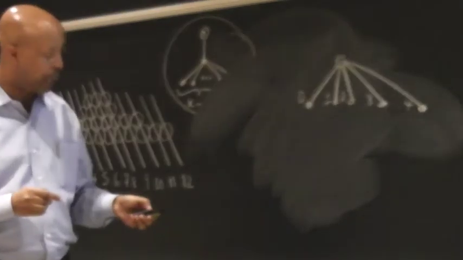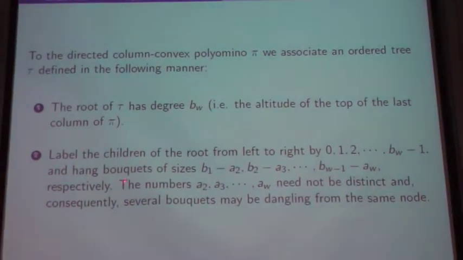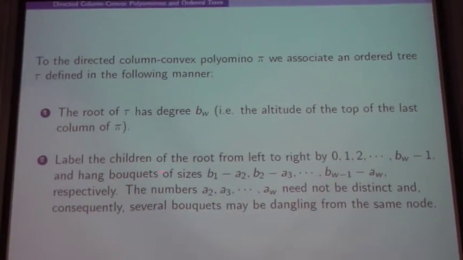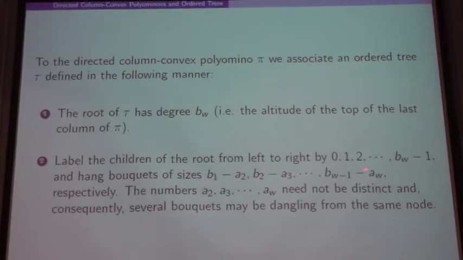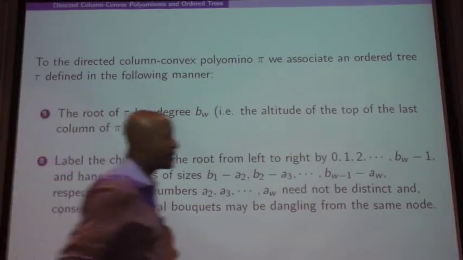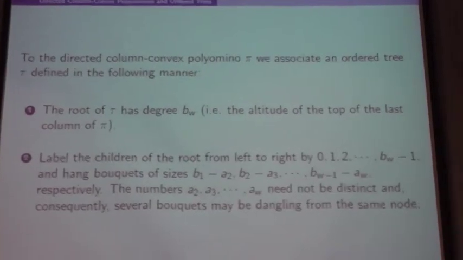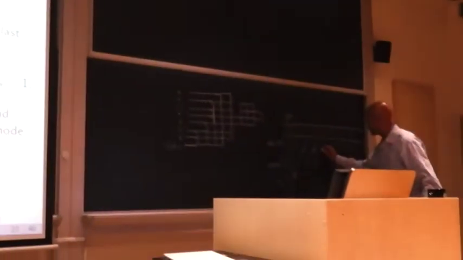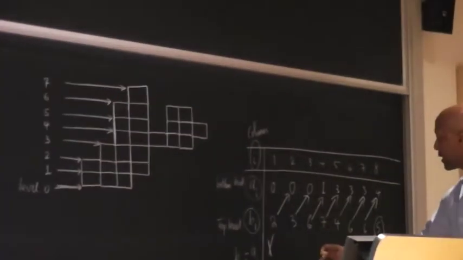So the next step we're going to do is, I probably skipped something here, hang bouquets of size B1 minus A2, B2 minus A3, and so on, to each of these vertices that I labeled 0 through 4. Okay? So the sizes are, you're going to take differences this way. Don't worry about this. You're going to go this way, this way, this way, this way, this way, and that way.